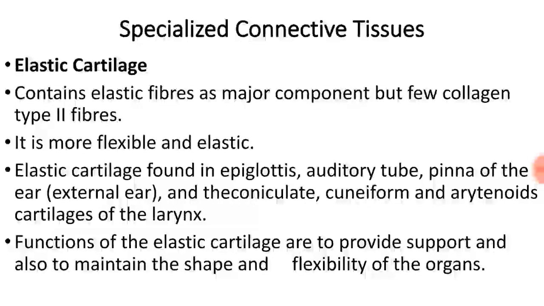Elastic cartilage. Elastic cartilage contains elastic fibers as a major component, but few collagen type 2 fibers. It is more flexible and elastic. Elastic cartilage is found in the epiglottis, auditory tube, pinna of the ear, and the corniculate, cuneiform and arytenoid cartilages of the larynx. The functions of elastic cartilage are to provide support and also to maintain the shape and the flexibility of the organs.